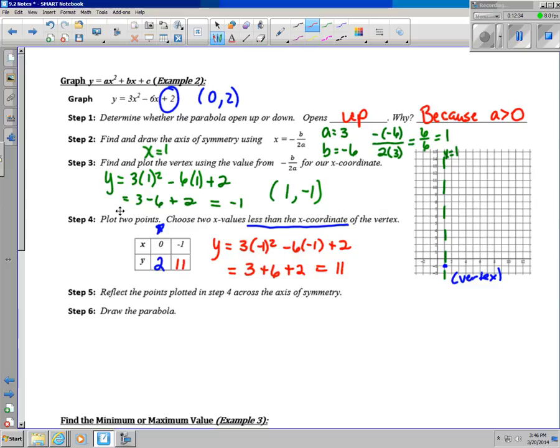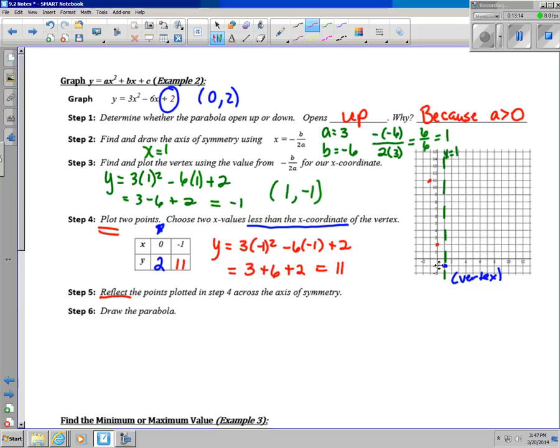So now I'm going to plot these points over here on the graph. I'm going to go to (0, 2) and plot a point. Now I'm going to go to negative 1 and positive 11 and plot another point. Now what we learned yesterday with graphing is that parabolas are symmetrical. So that's why it says reflect the points plotted. So we're going to just completely reflect this one.